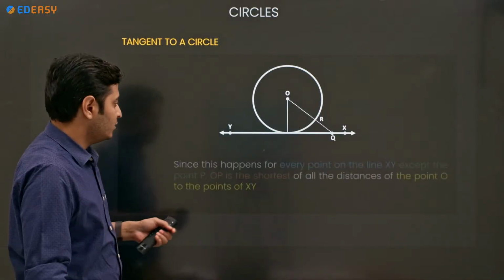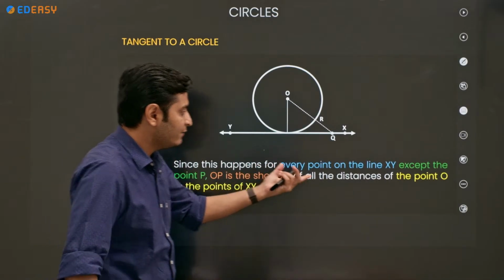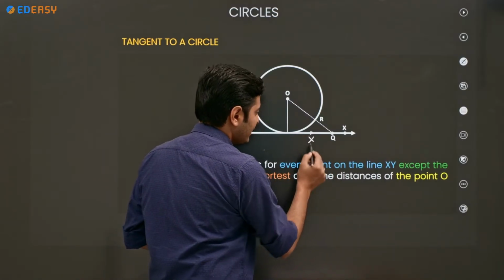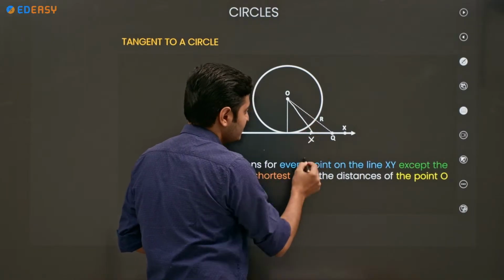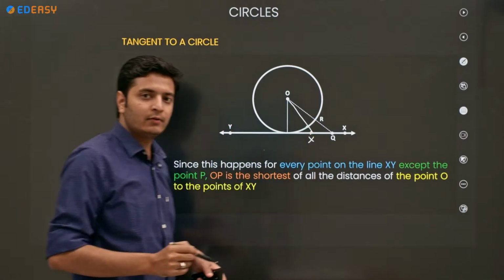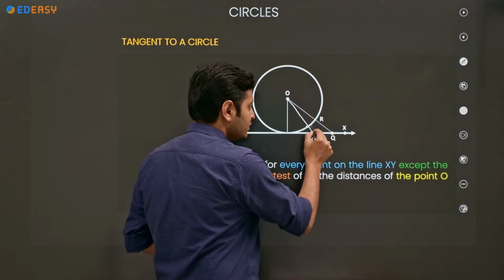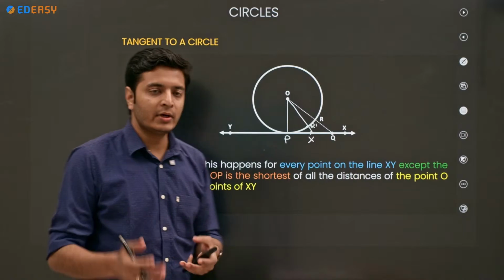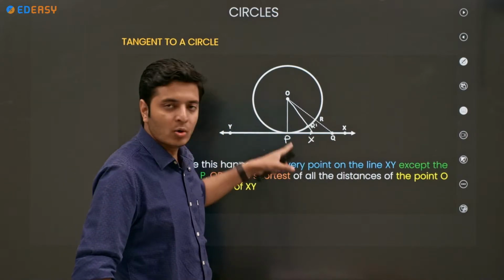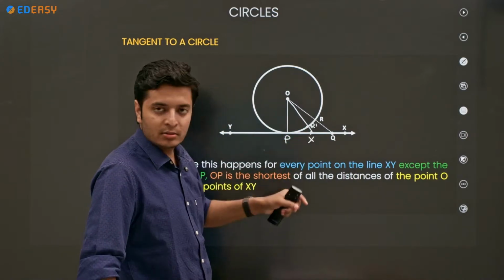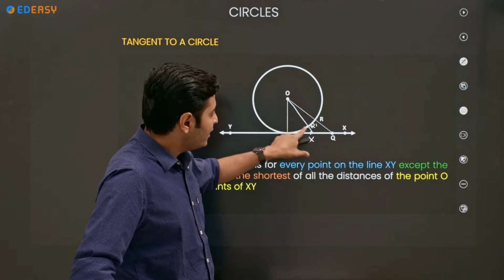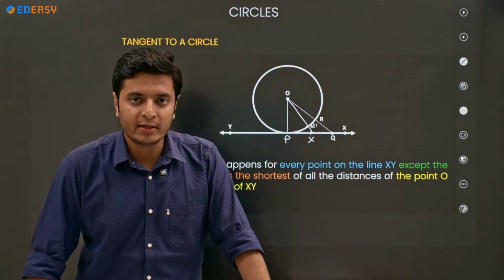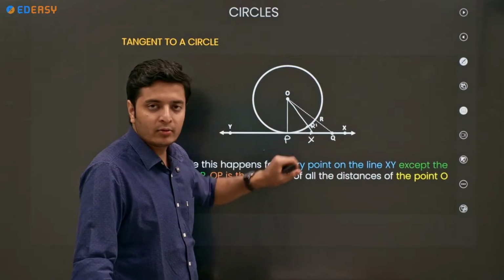Correct? Now here, since this happens for every point, you can consider any point. Suppose this one, this is Q, so suppose this is X. If I join OX, then there's one more point of contact, right? Suppose this is R dash. Again, the same thing you can say for OX, that OX is greater than OP. Why? Because OR dash is equal to OP. OR dash is a part of OX. OR dash is lesser than OX. So it means OP is also lesser than OX.